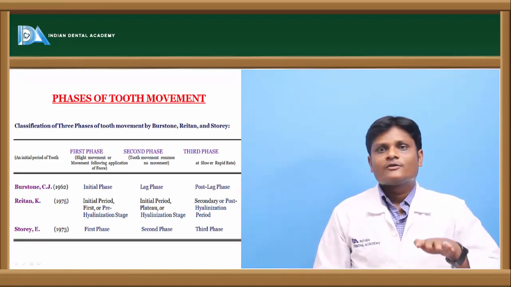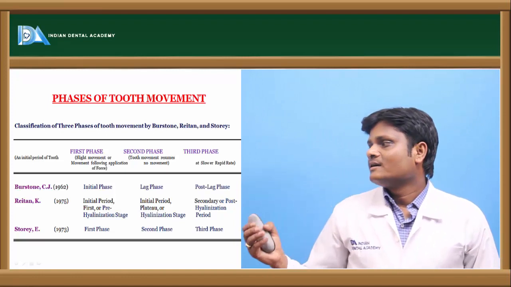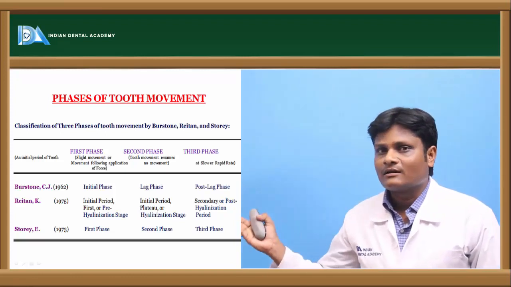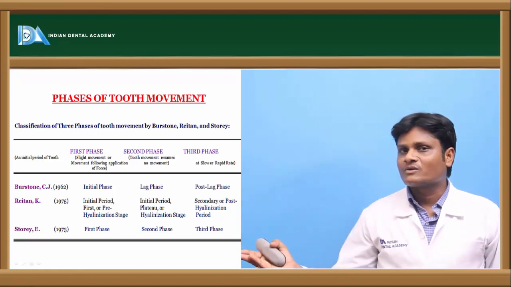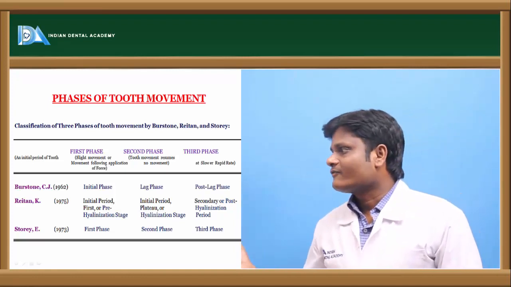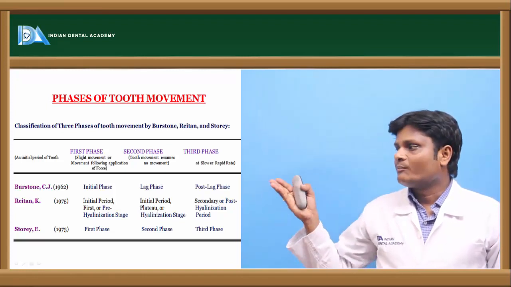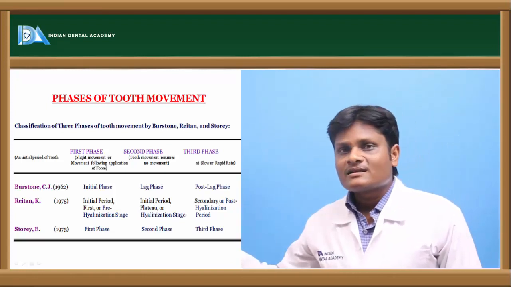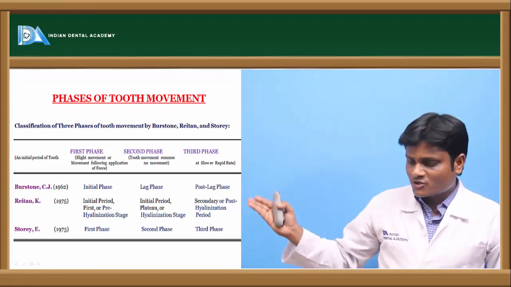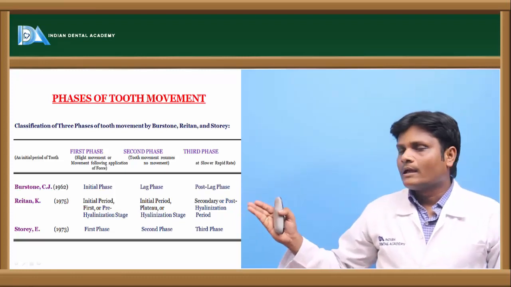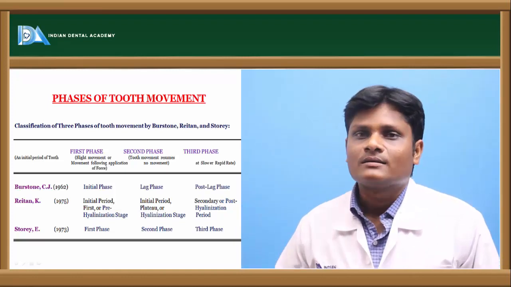So accordingly, we can classify orthodontic tooth movement into three stages, like first phase, second phase, third phase. Different authors classify these stages in different ways. According to Burstone, it is the initial phase, lag phase, and post-lag phase. According to Reitan, it is the stage of pre-hyalinization, the second stage is the plateau stage or stage of hyalinization, and the third stage is the stage of post-hyalinization. According to Storey, it is first phase, second phase, and third phase.